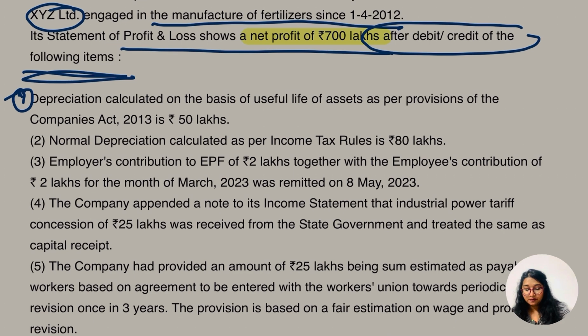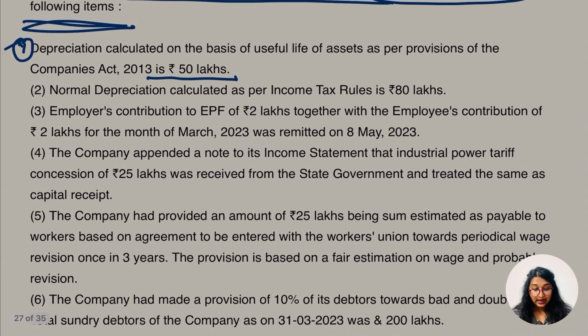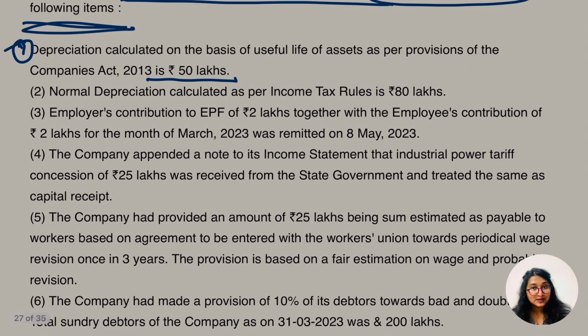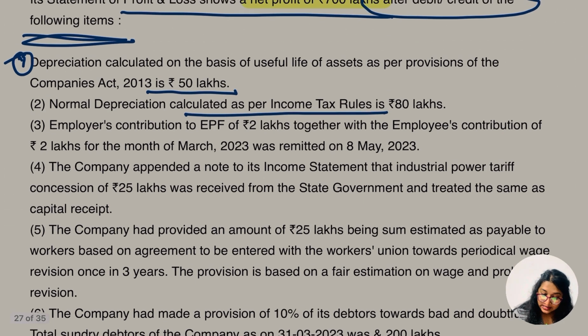So the first thing is about the depreciation. Depreciation calculated on the basis of useful life of the asset as per the provisions of the Companies Act 2013 is 50 lakh, and this is the normal depreciation. The second point is the normal depreciation calculated as per income tax rules. The first depreciation is to be added back, and the second depreciation is to be deducted. Because this is calculated as per the income tax rule, but in this case some adjustment is to be done.